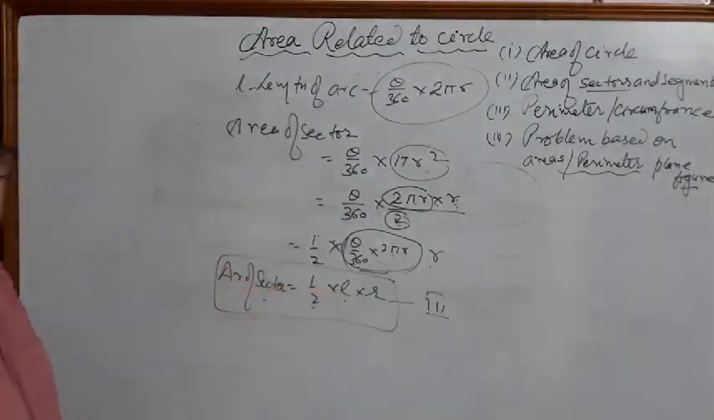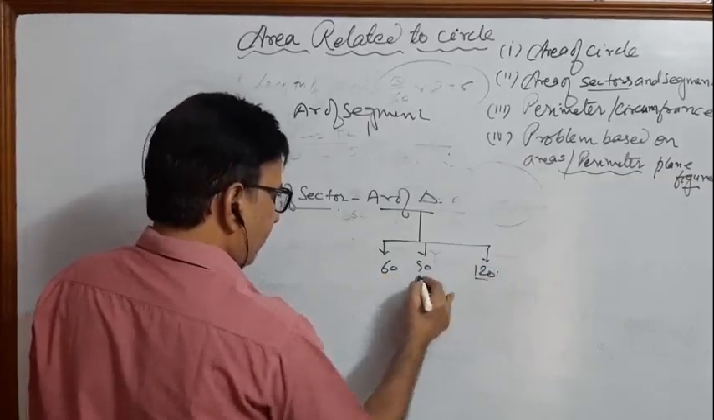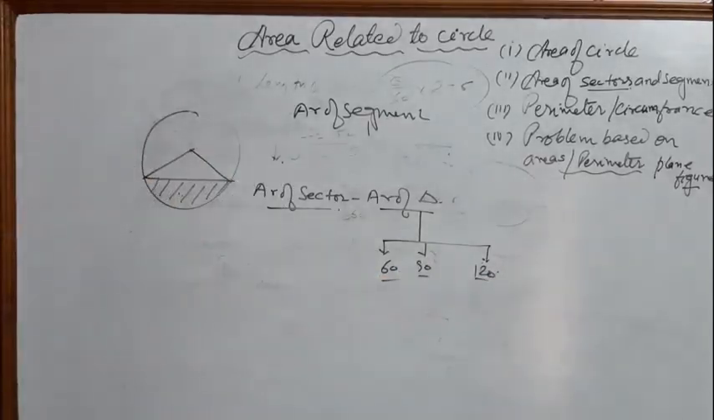Now in the next step we will find the area of what? Segment. Area of segment. This depends on your segment angle: 60, 90 and 120. These are in your syllabus.